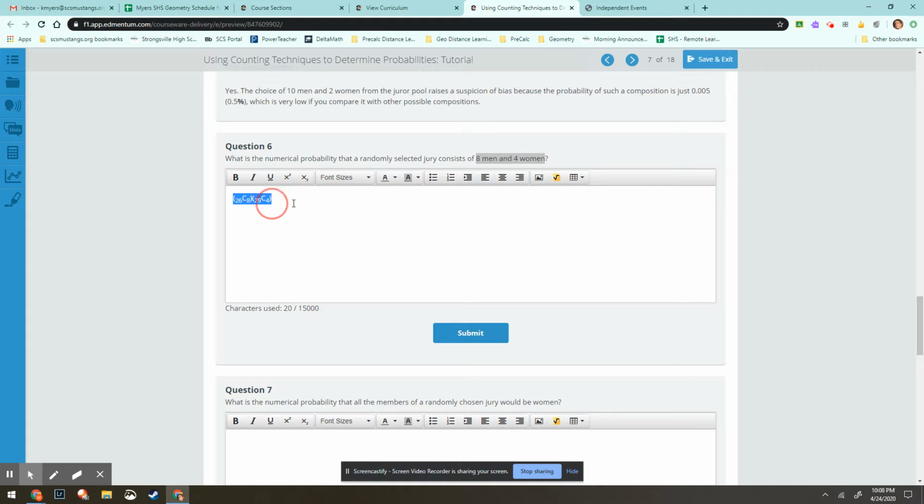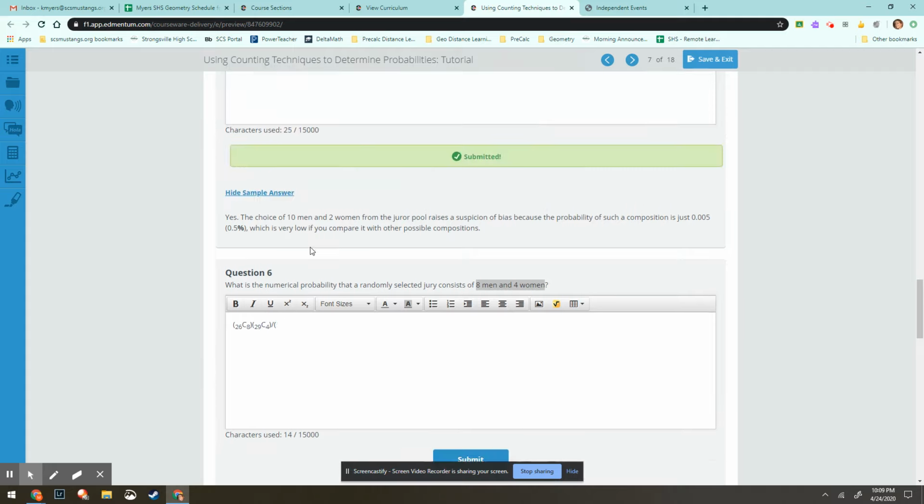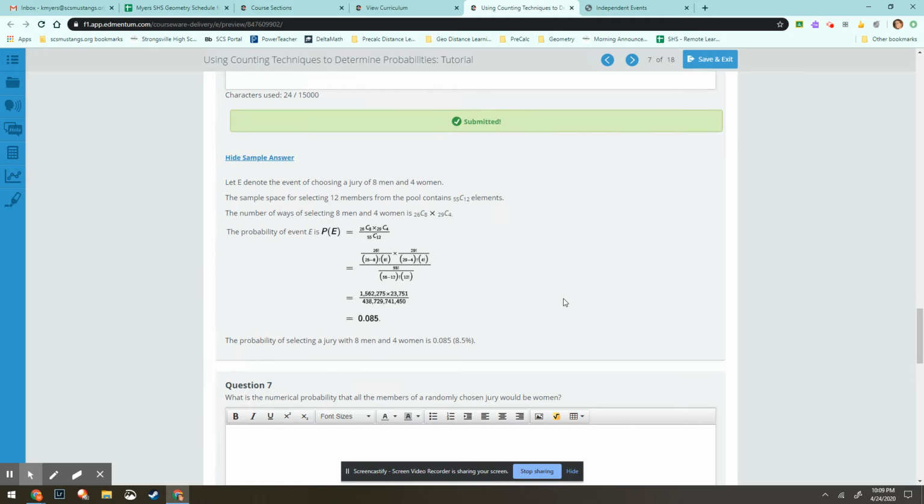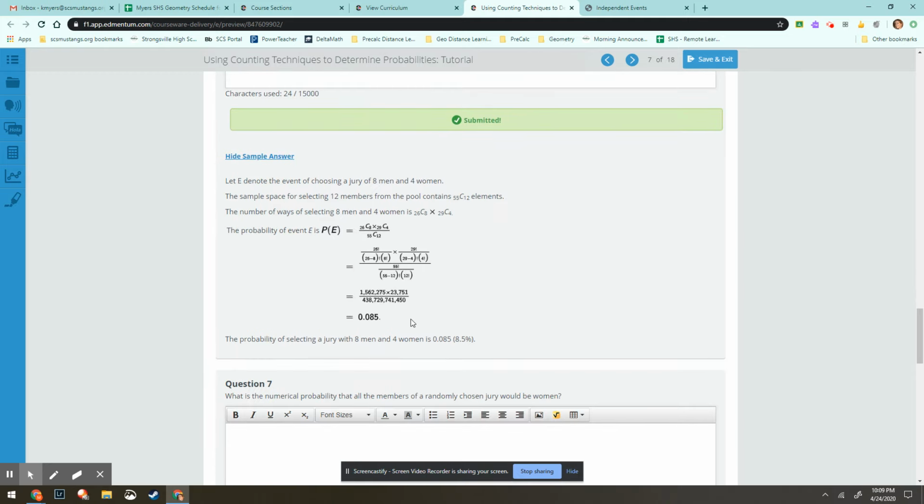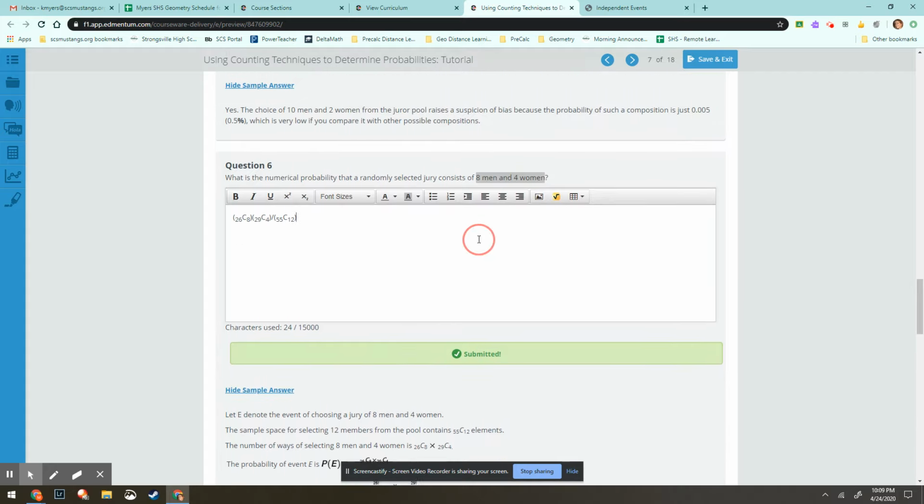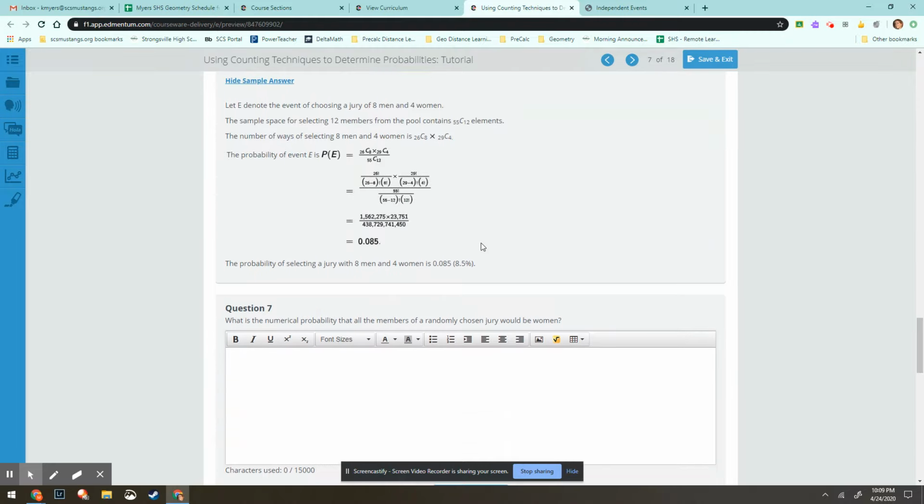But to get the probability, what we're going to have to do is divide that by the total number of possibilities, which is 55 choose 12. And again, in your calculator, you would work this out, times this, and then divide it by that, and it'll give you a probability of about 0.085. So that's about 8.5%, which is much more likely than the 0.5% we got up higher.